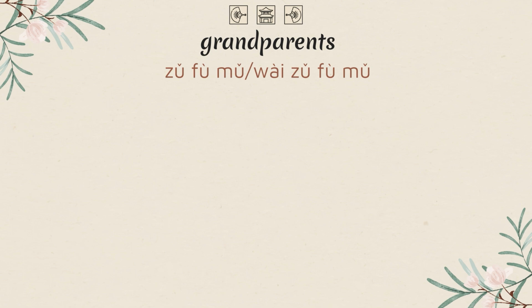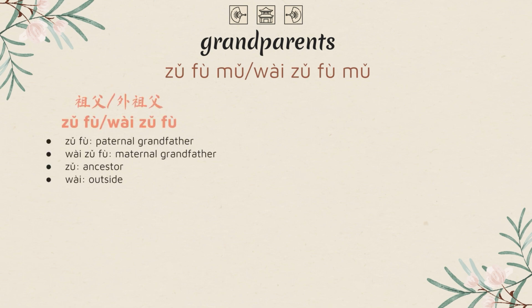So grandparents are a little complicated in Chinese, and I'll explain why. So depending on if they are your paternal or your maternal grandparents, we have a different term. 祖父母. So 祖父母 means paternal grandparents on your dad's side. And 外祖父母 means maternal grandparents on your mother's side. And I will explain why we have this distinction. So the word for grandfather is 祖父 or 外祖父.